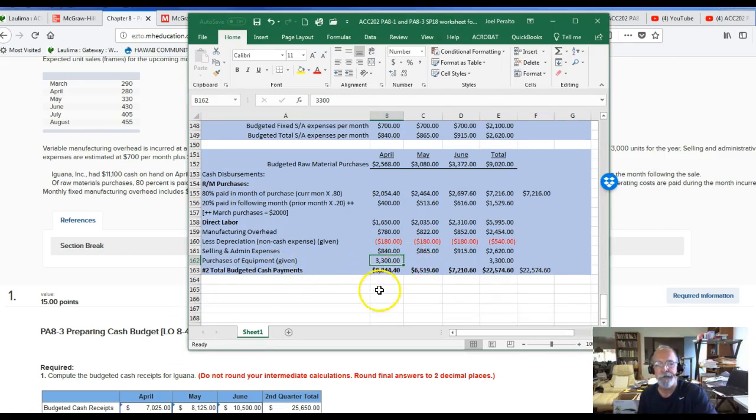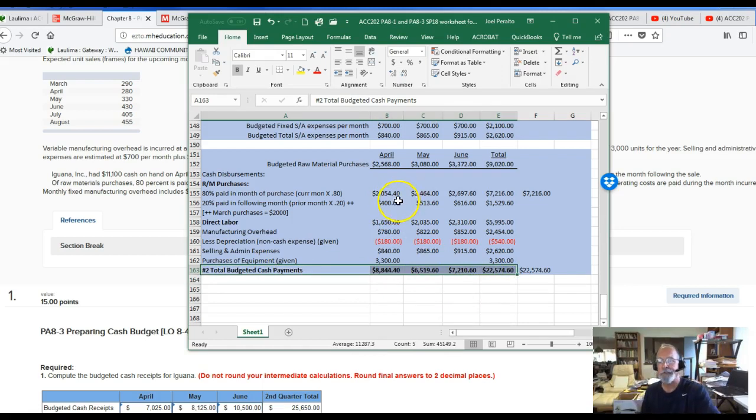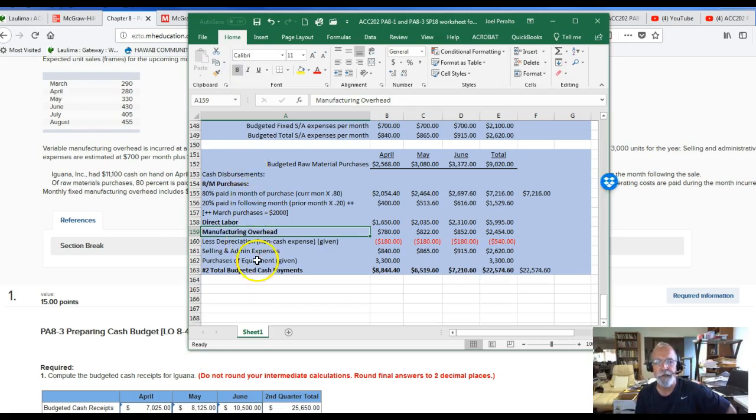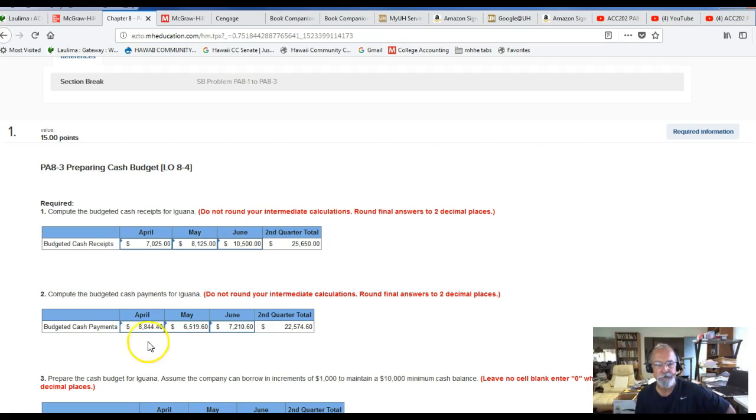Purchase of equipment, $3,300. And then if we add all of those payments, the raw material purchases, which is in two parts, 80% and 20%, the direct labor, the manufacturing overhead adjusted for depreciation, the selling and administrative expenses, and the purchase of equipment, our total budgeted cash payment amounts are these three numbers, 8840.40. And so let me show you those numbers here.